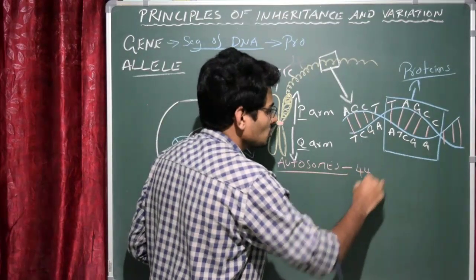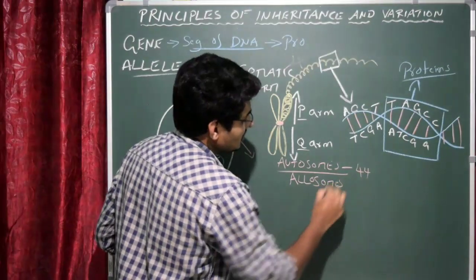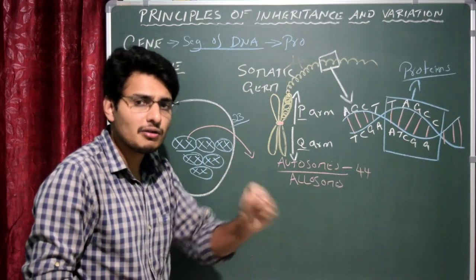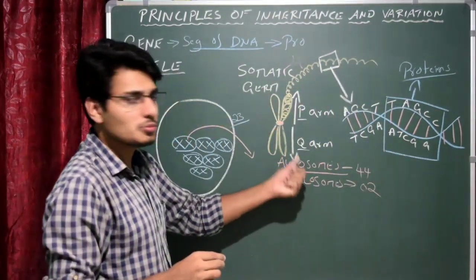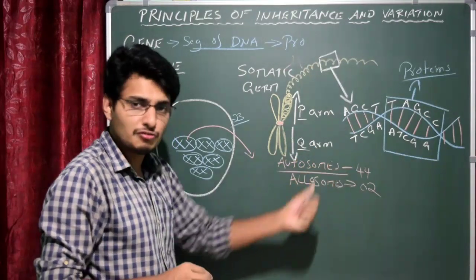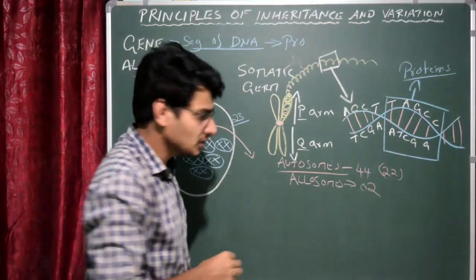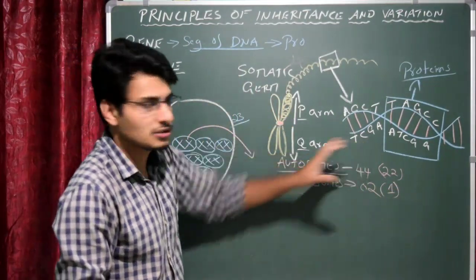So 44 chromosomes are autosomes, whereas allosomes are sex chromosomes which determine the sex of the individual, male or female. The allosomes are only 2. Autosomes are structural chromosomes, there are 44, that is 22 pairs, whereas allosomes are only 2, which are sex chromosomes, which is always only 1 pair. So this is the thing to remember.